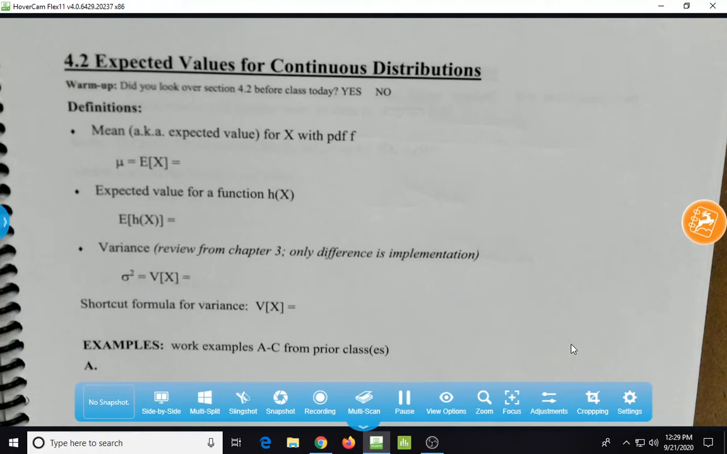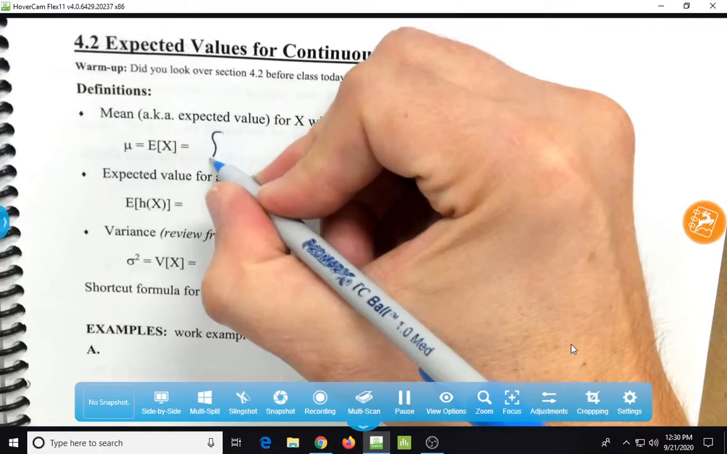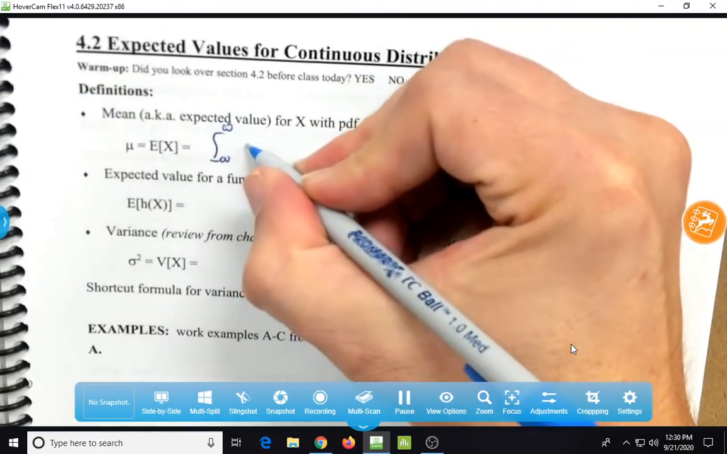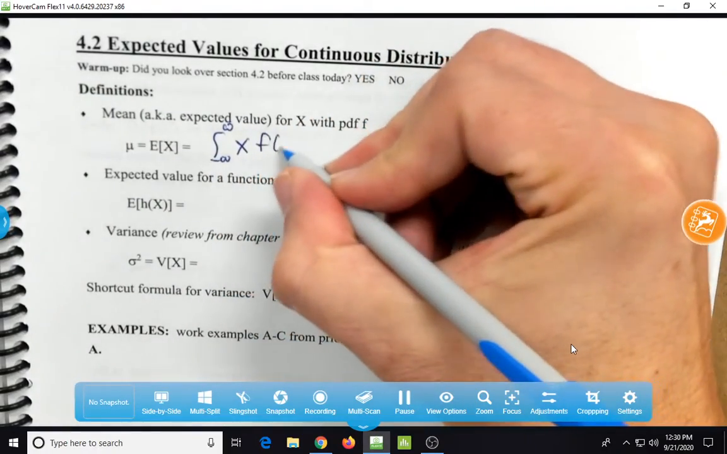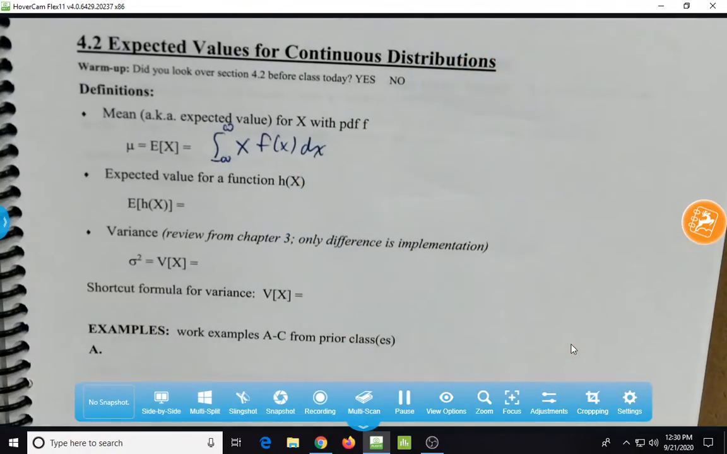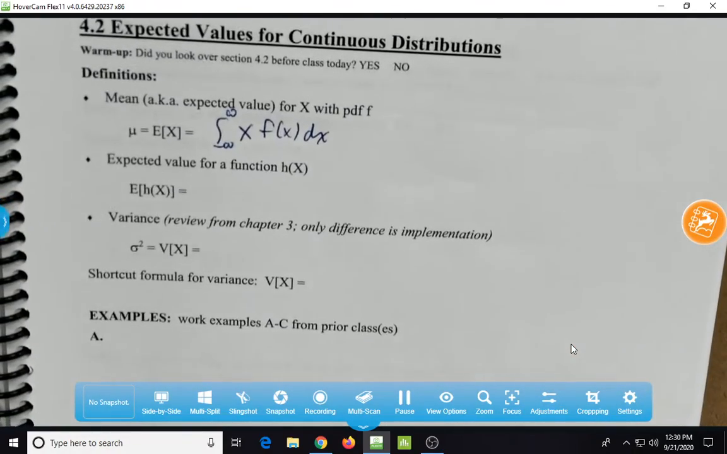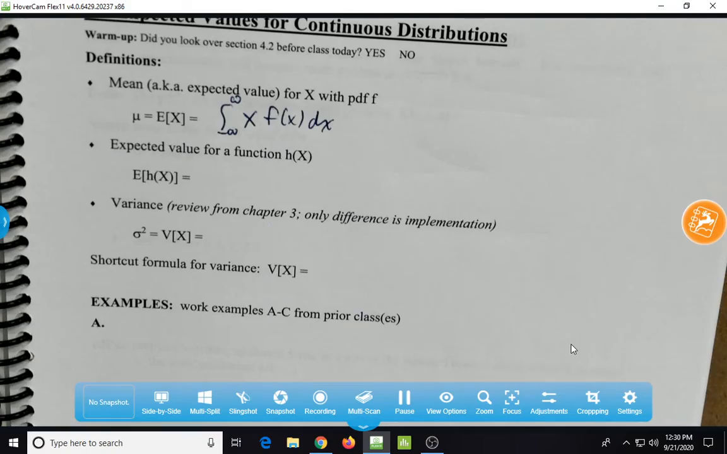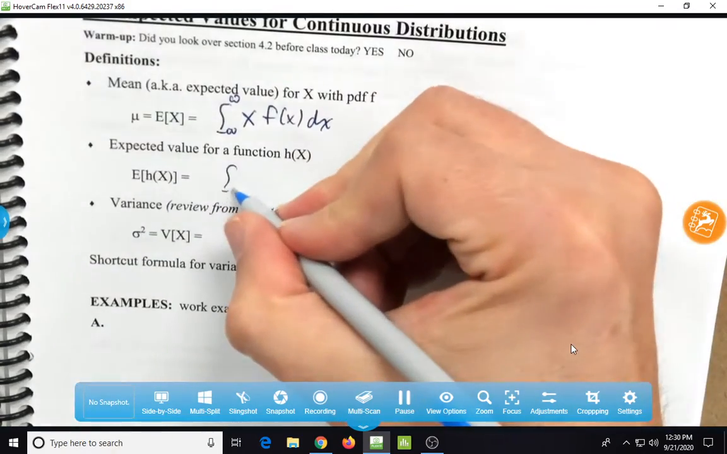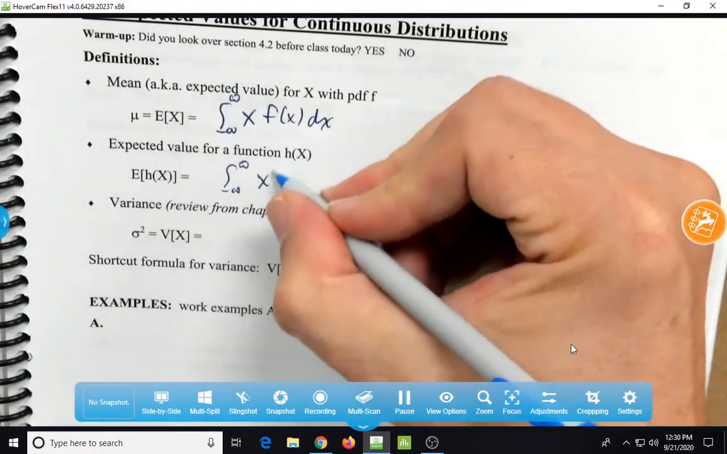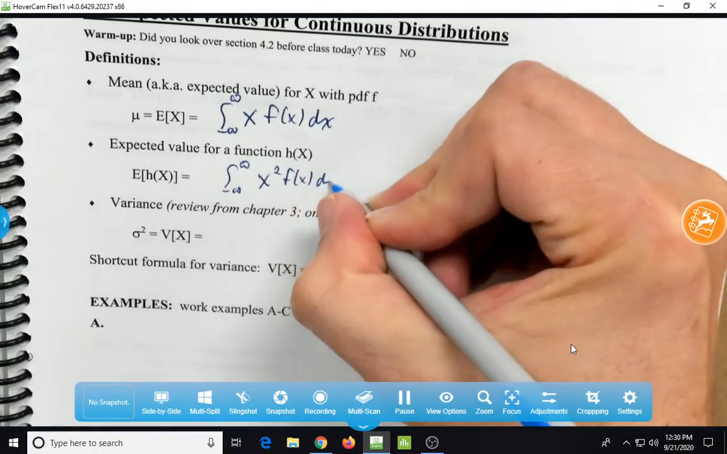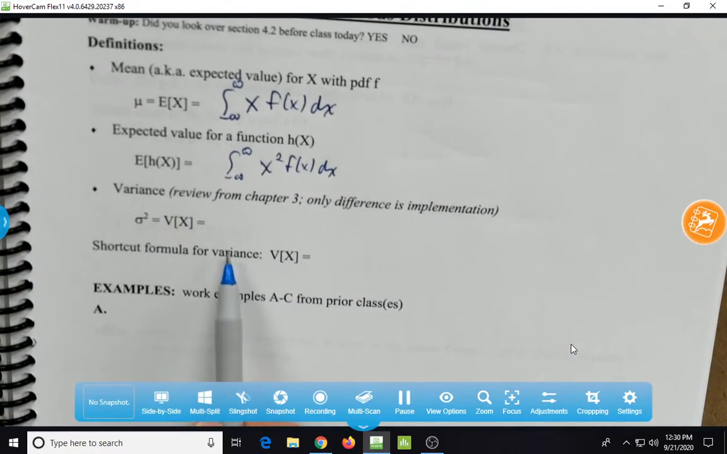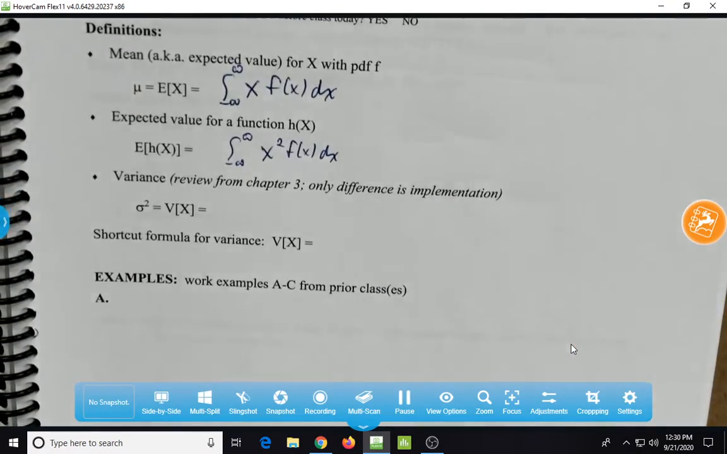So this is going to be almost the exact same thing, only we replace summations with integral signs. So this will be from minus infinity to infinity x, f of x dx. And you can even do expected values as a function of x. So you go from minus infinity to infinity of x squared, f of x dx. And you can do the variance.